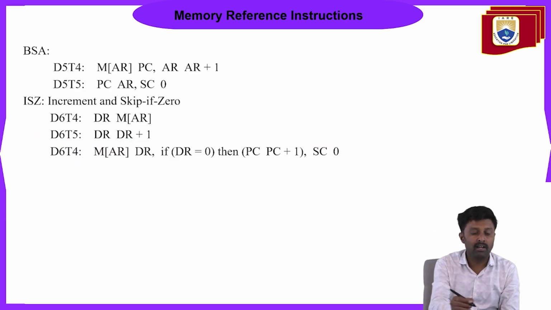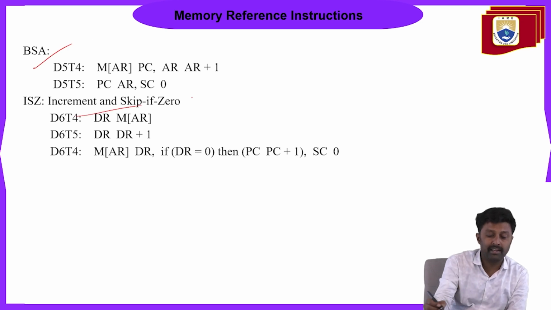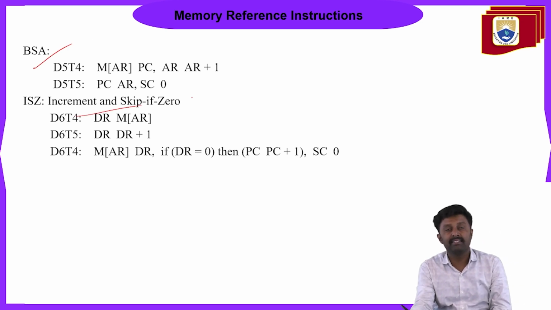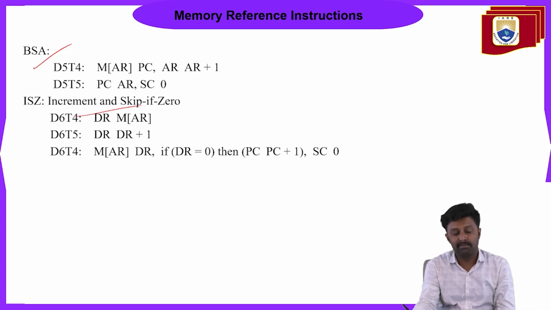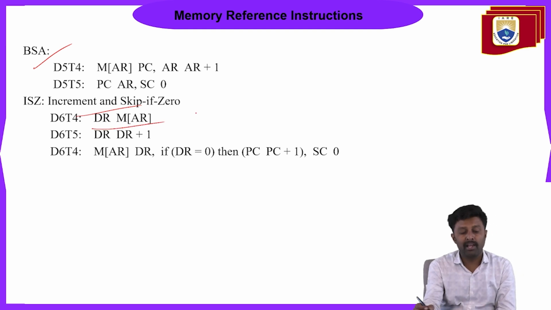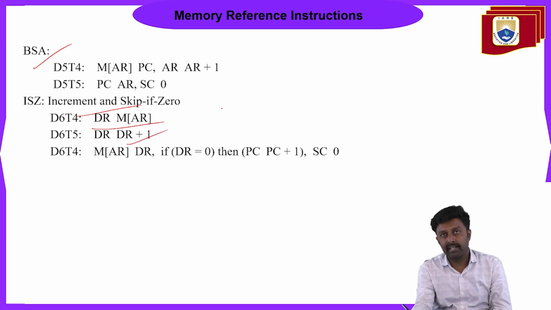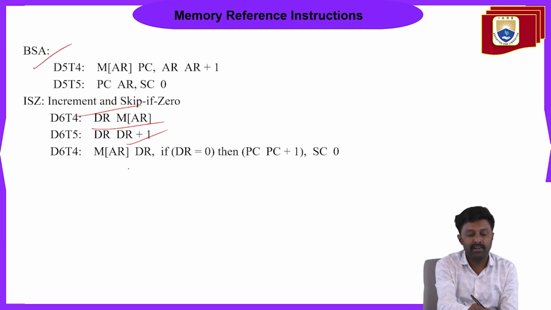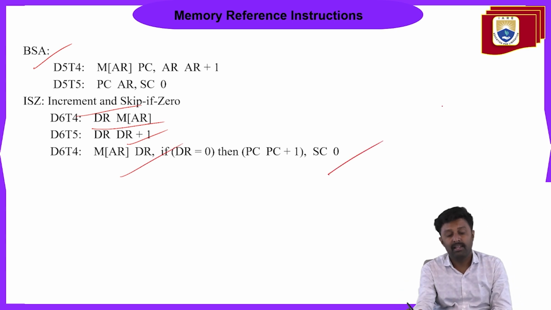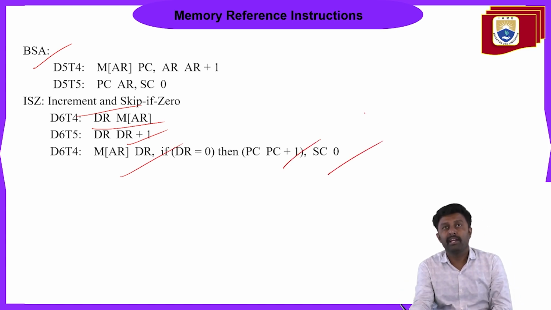So this is the operation for ISZ, increment and skip if 0. ISZ means increment and skip if zero. This will first increment the data register value by 1, and then if the value is 0, it will skip, and the program counter value will be incremented by 1.